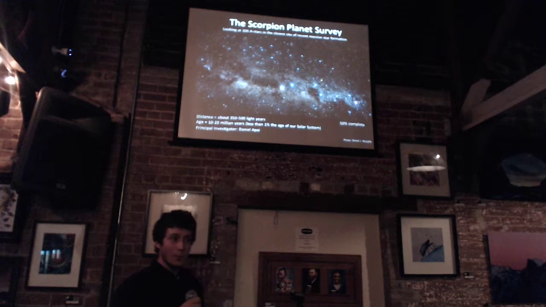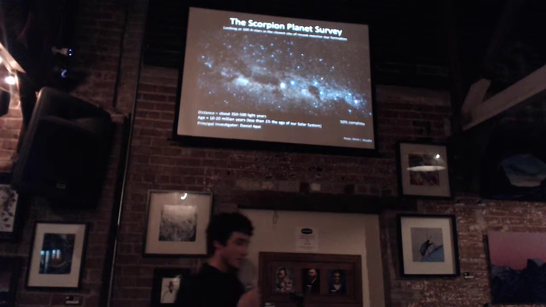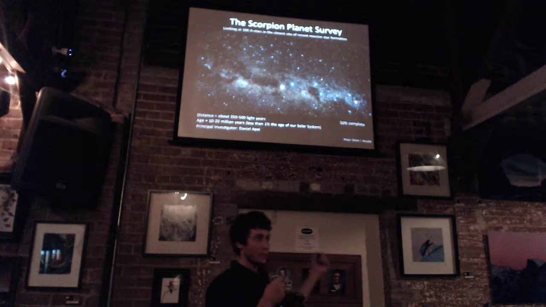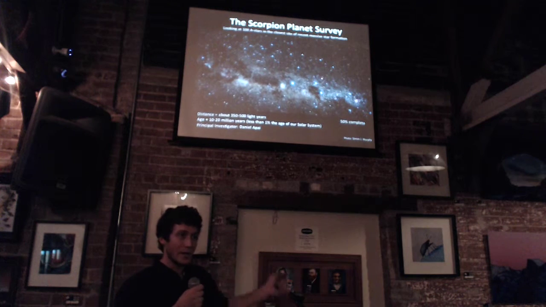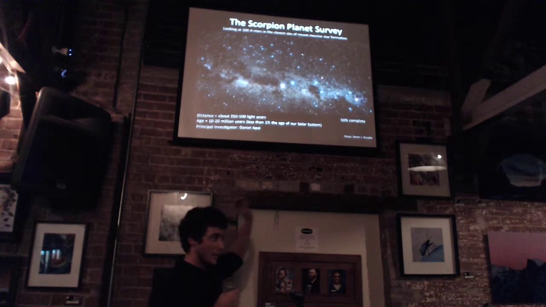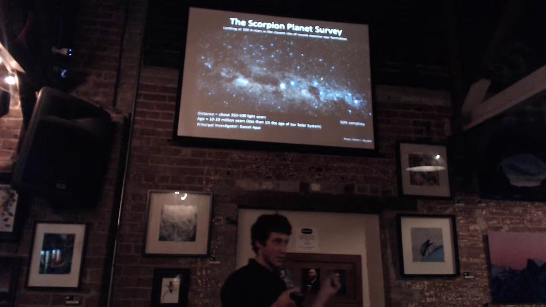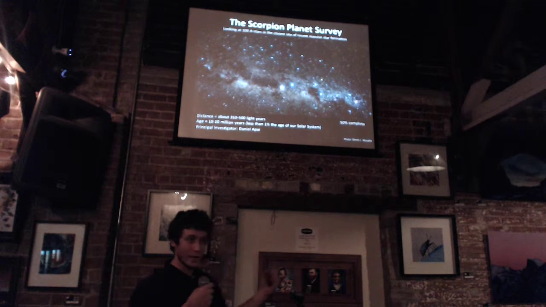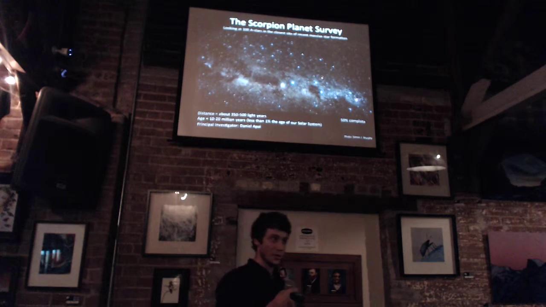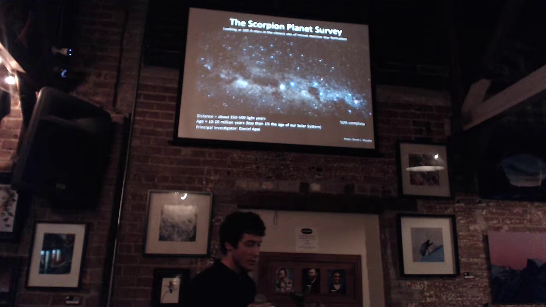So right now, what I'm working on and what others in my research group are working on is what we call the Scorpion Planet Survey. So we're looking at nearby young stars in the constellation of Scorpio. They're actually relatively bright stars. You can go out and see many of the stars we're looking for planets around just with your naked eye.